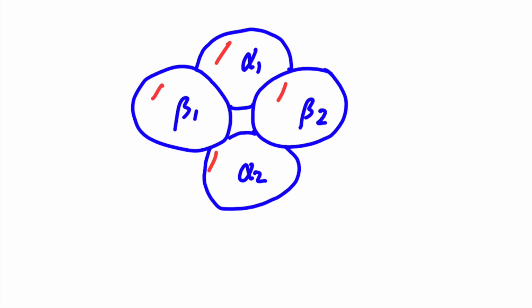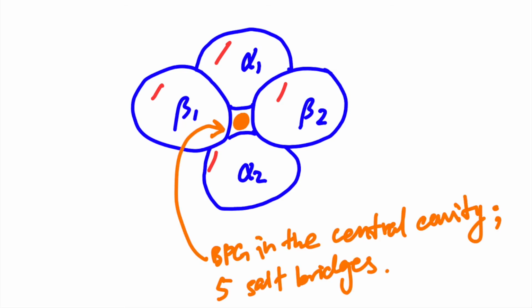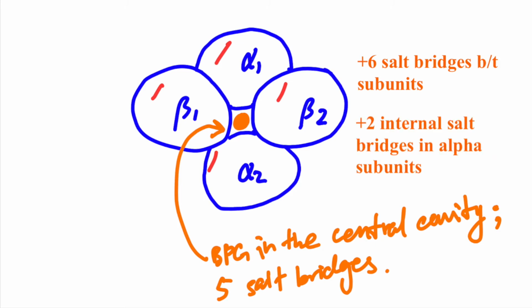There are 13 salt bridges in an ideal deoxyhemoglobin molecule. A BPG molecule in the central cavity forms 5 salt bridges with the tetramer. The 4 hemoglobin subunits, alpha 1, alpha 2, beta 1, and beta 2, are connected to each other by 6 salt bridges, and each alpha subunit has 1 internal salt bridge.